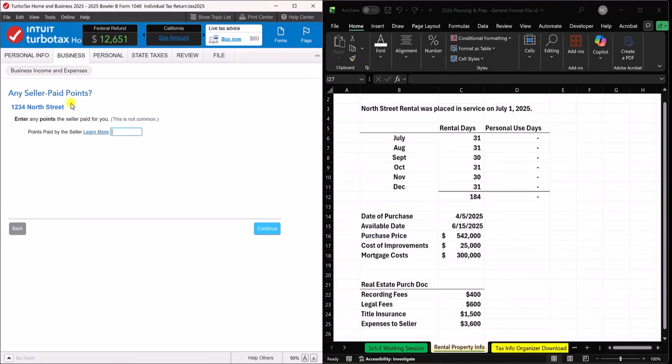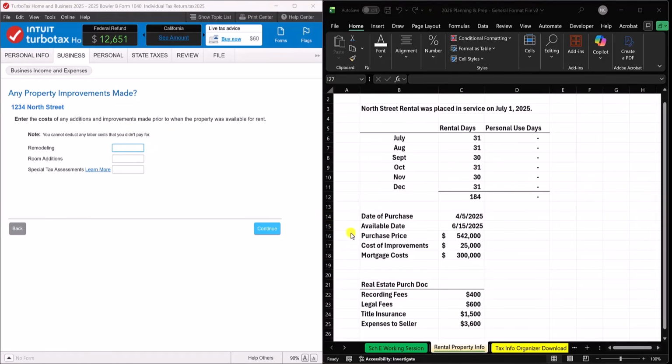Continue. Any seller paid points on the property. Let's just assume 0 for this example. I'm going to click continue. Any property improvements made. Enter the costs of any additions or improvements made prior to when the property was available for rent. We already said down here in our fact pattern that our cost of improvements was going to be $25,000 for this example. Let's just assume that all goes with remodeling. No room additions, no special tax assessments for this example.